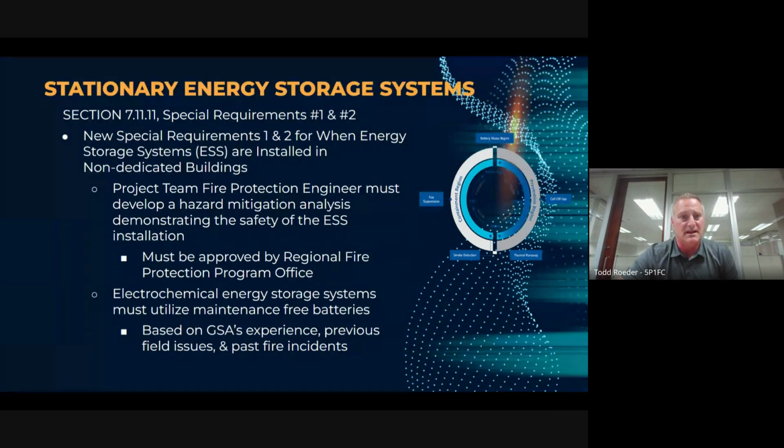What's important with this is that this is an analysis that must be approved by the GSA regional FPE on a case-by-case basis. And then 2, electrochemical energy storage systems now must utilize maintenance-free batteries. This was added based on another region finding that the typical top off the battery type of solution really wasn't effective within our portfolio. So this is to help minimize and reduce those risks with having to constantly be topping off wet cell batteries with an electrolyte solution.